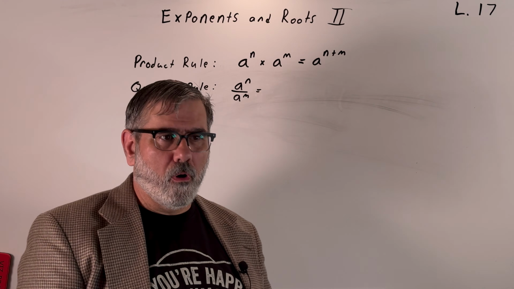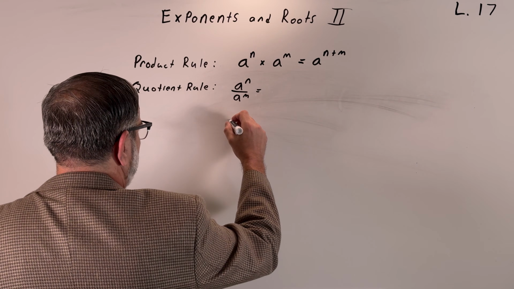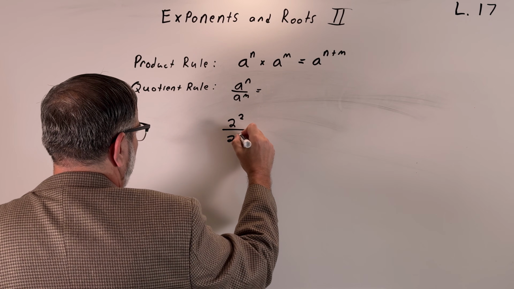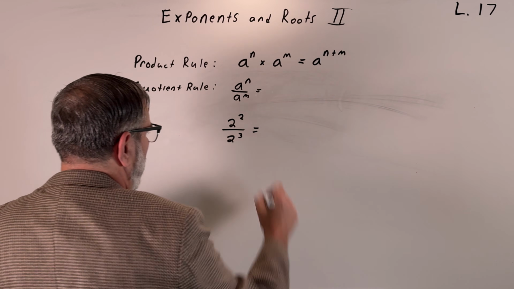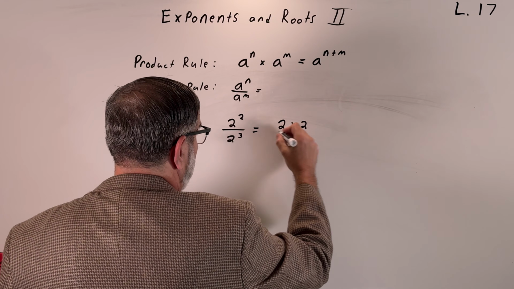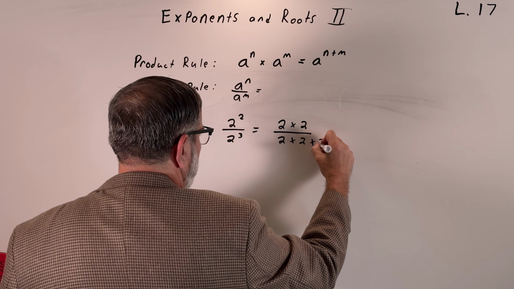Well, just like before, we're going to try and figure it out by using a simple example. Let's consider 2 squared divided by 2 cubed. Like before, we'll just write this out. So 2 squared, well, that's just 2 times 2 divided by, and 2 cubed is 2 times 2 times 2.